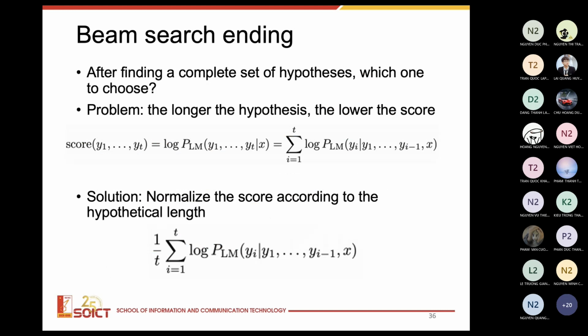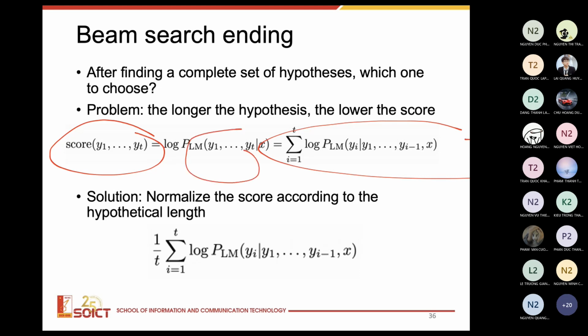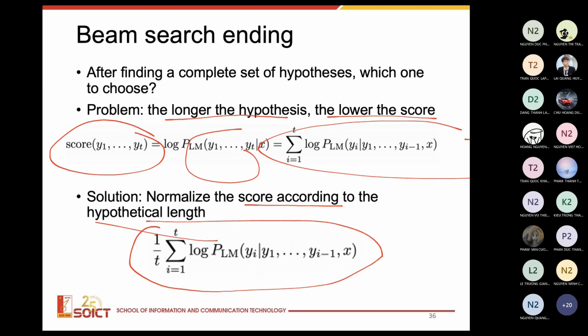Okay. So we have several solutions if we do the beam search, right? We want to choose the best one at the end of the beam search. The problem we have is that the way we calculate the score for a hypothesis is actually the log of the probability. So the longer the hypothesis is, the lower the score would be, right? The solution to address this problem is to normalize the score according to the hypothesis length. So instead of the sum over the log probability, we can divide the sum of log probability by the hypothesis length.